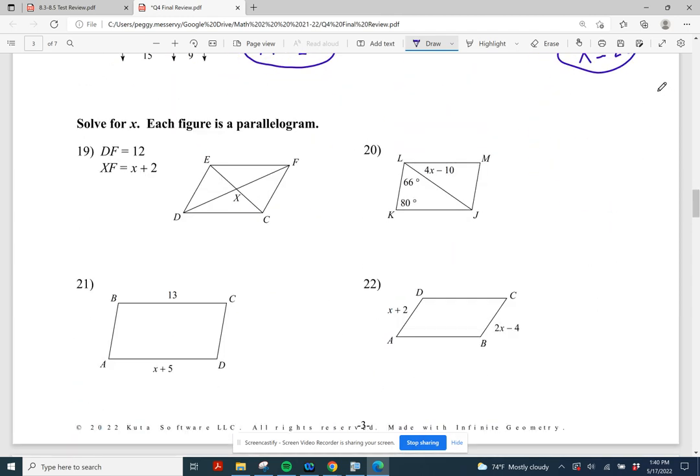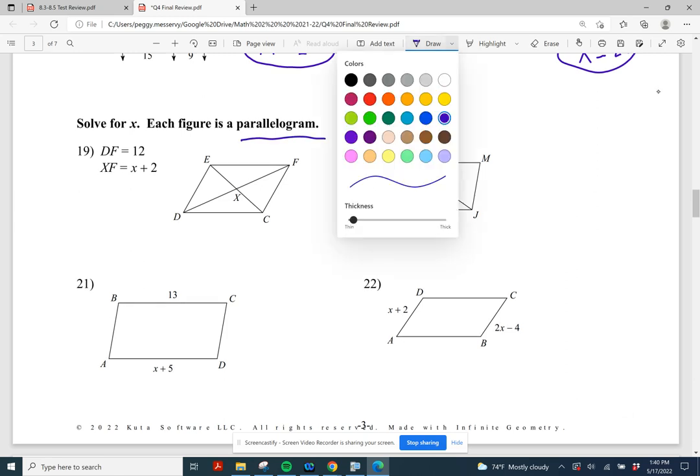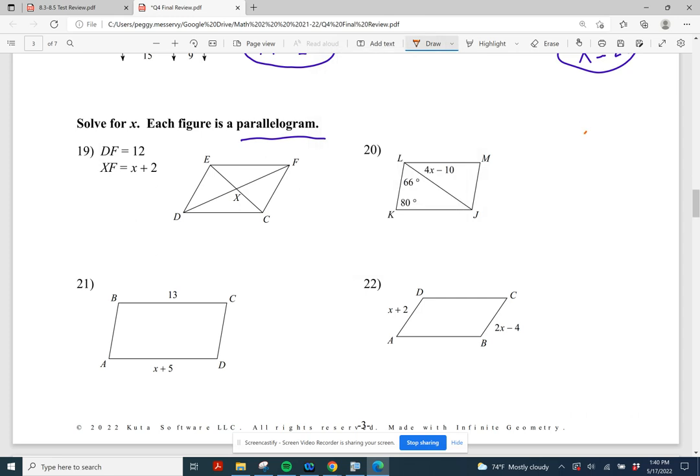Okay, number 19, 20, 21, and 22 are about parallelograms. So we have parallelograms. So we're going to look at these pieces. So from D to F, that length is 12. From X to F is X plus 2. I'm going to take that 12 and split it into 2 equal pieces. I've got a 6 and I've got a 6. But I also have XF being X plus 2. So what I have is the equation X plus 2 equals 6. Subtract 2 from both sides, we get that X has to equal 4.